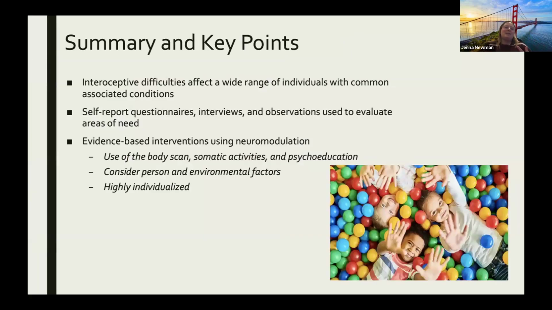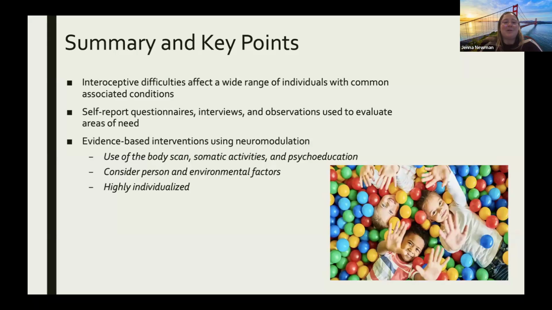And so, overall, some of the key takeaway points that I hope you leave with today is that interoceptive difficulties affect a wide range of individuals with a lot of common conditions that we see in the clinic every day. Currently, the expected numbers of individuals experiencing sensory processing deficits are between 5 and 16%, which is about 1 in 20. But in the pediatric population, it's about 1 in 6. There's a big area of need here where there might be a lot of interoceptive difficulties and deficits that we're just becoming aware of.